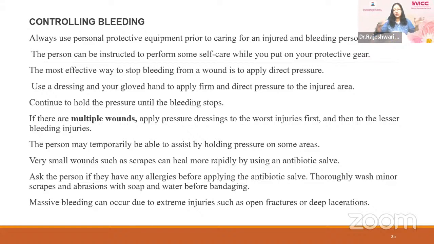ठीक है, अगर मल्टीपल इंजुरीज हैं तो पेशेंट को बोल सकते हैं यहाँ पर पकड़ के रखो, छोटी इंजुरी है तो पहले पकड़ के रखो, जब तक तुम लोग क्या कर सकते हो, जहां ज्यादा ब्लीडिंग हो रही है वहां पर यू कैन डू द ड्रेसिंग.